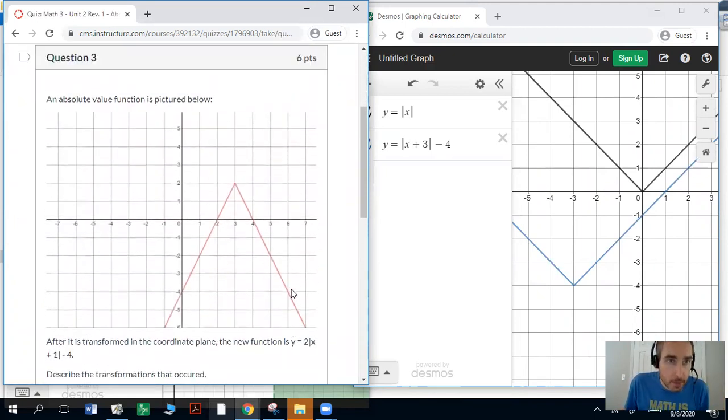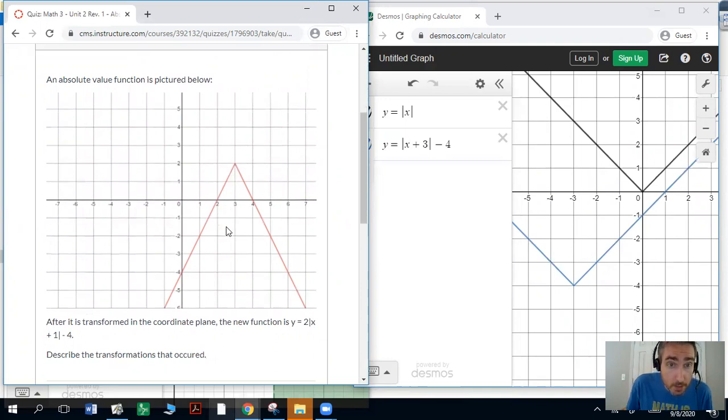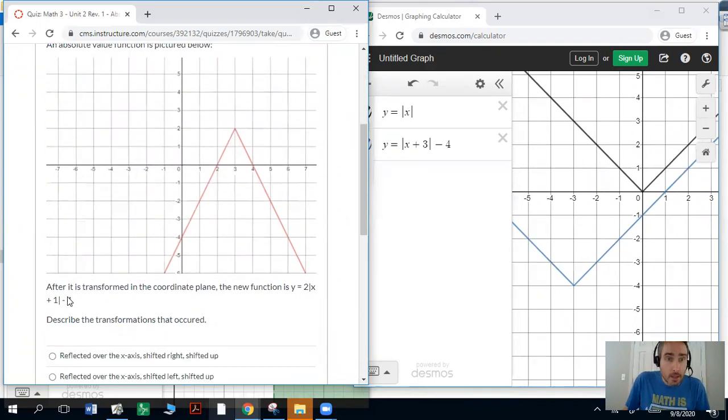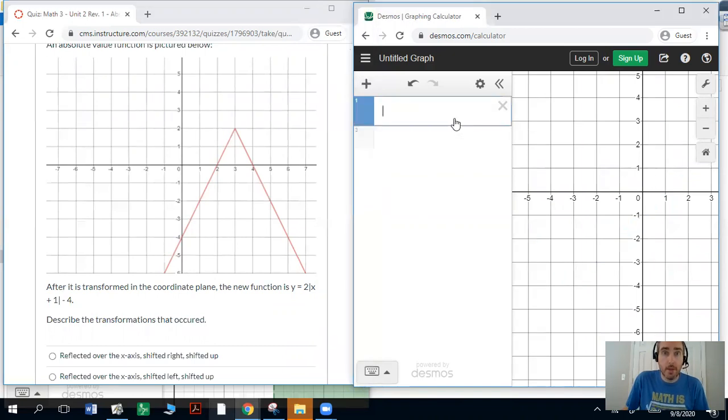All right, question number 3. An absolute value function is pictured below. So it's opening downward. Looks like it's centered at 3, 2, and somewhat narrower than the original. After it is transformed in the coordinate plane, the new function is y equals 2 absolute value x plus 1 minus 4. Describe the transformations that occurred.